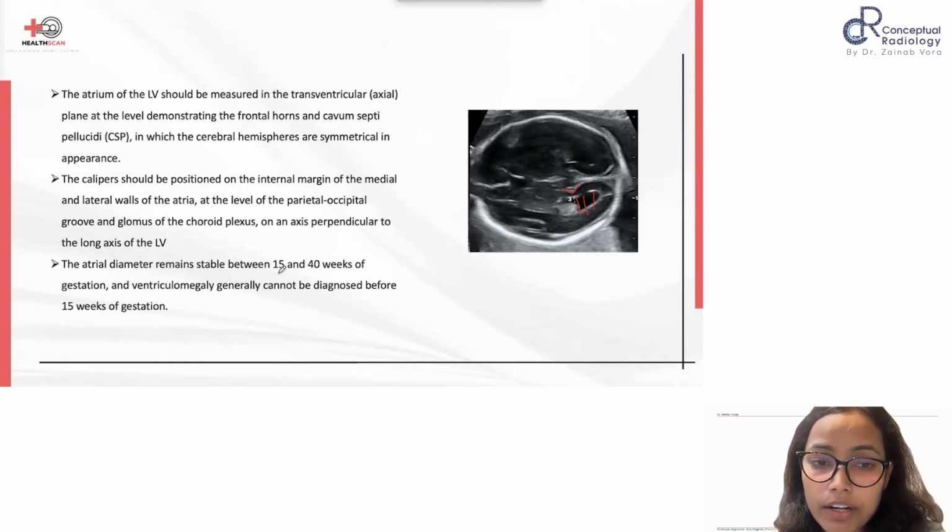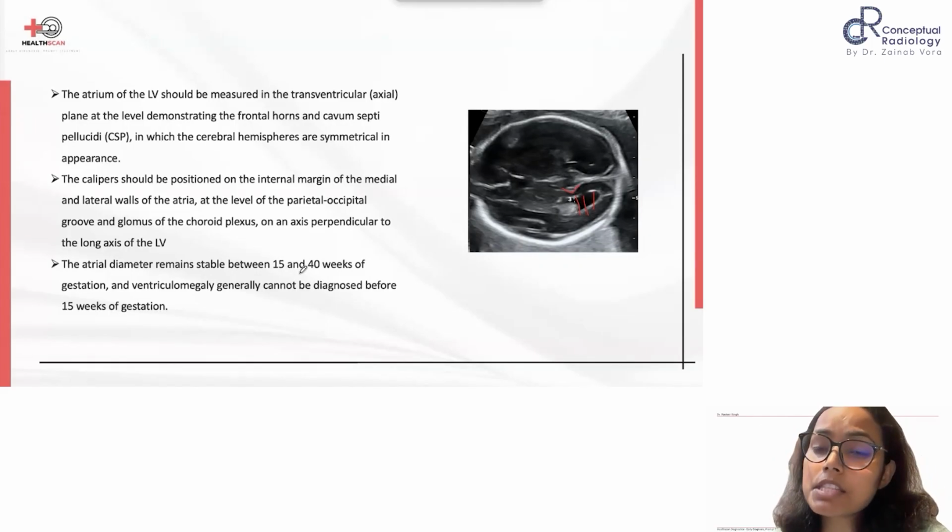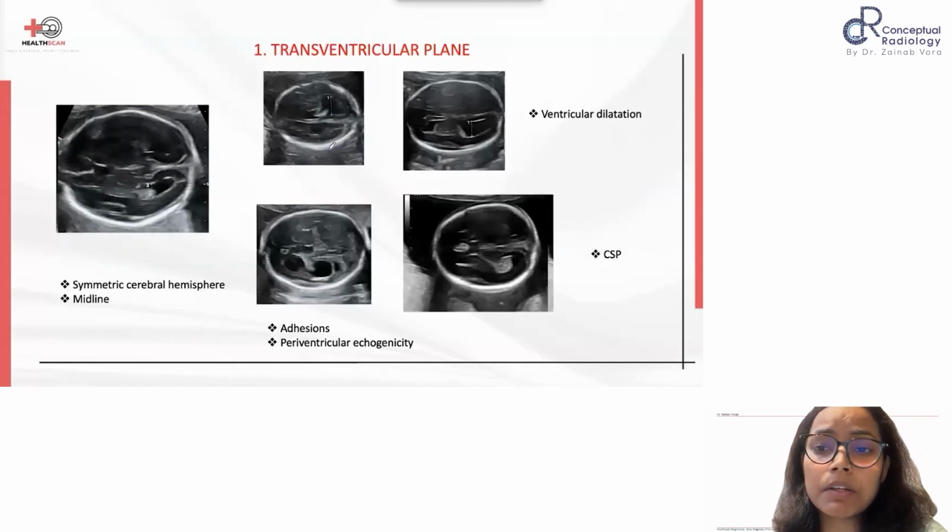And as I told earlier, this has to be measured in the second trimester, not in the first trimester. And it has been seen that this remains stable throughout the gestation. In the later pregnancy also, this atrial width should not exceed 10 mm. Now, this we have already discussed.